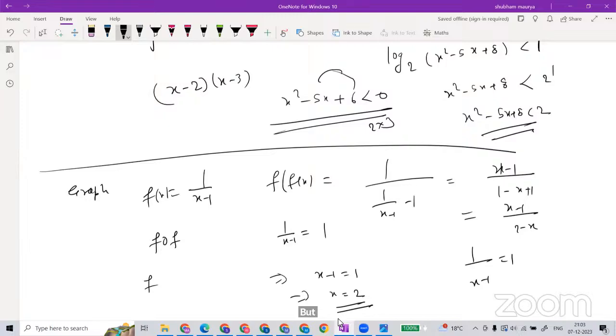So our domain is the set of real numbers except 1 and 2, the set {1, 2}. Yes, sir.